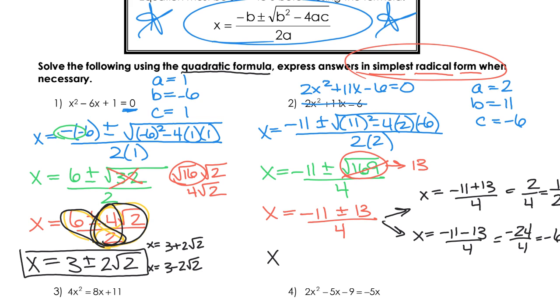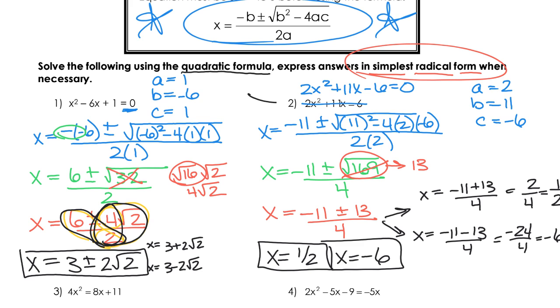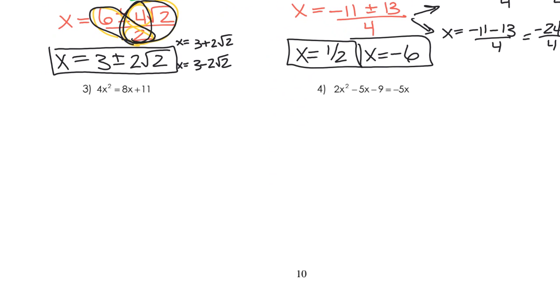And now I can say one of my answers in simplest form is 1/2, and my other answer is negative 6. And therefore, what that tells me is that I probably could have factored that if I tried to in the beginning, because my answers turned out nice and rational. All right, let's take a look at 3 and 4.